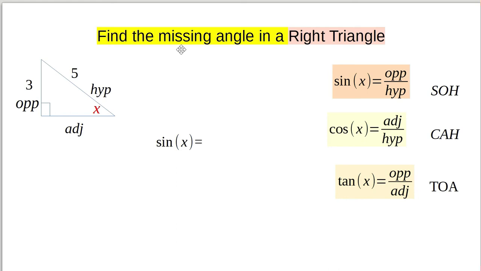We want to find a missing angle in a right triangle. Our question is this here. We want to find the angle X. We are given the length of the hypotenuse.